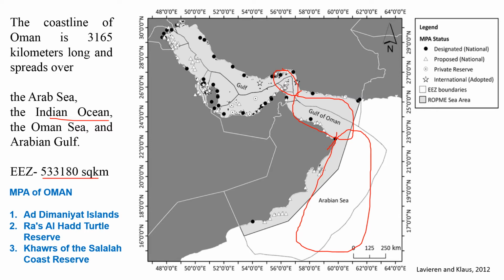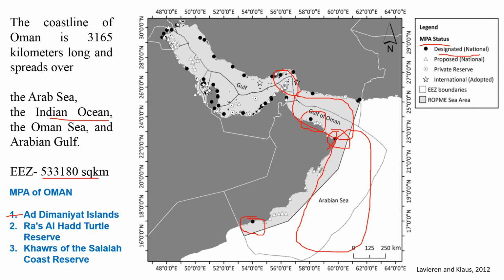Oman has three designated national MPAs, marine protected areas. The first one is Dimaniat Island in Muscat, which is very popular for its coral reef habitat. In the northeastern tip you can find Ras al Hadd, which is very popular for turtle nesting. In the southern part you can find the Salalah Coastal Reserve, which is also an important marine protected area.